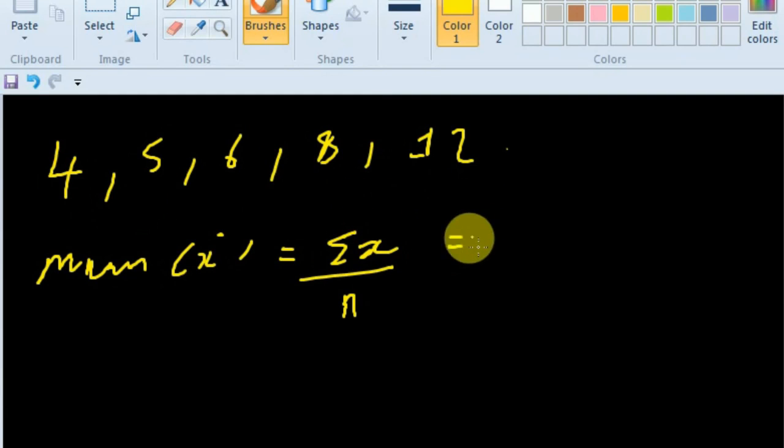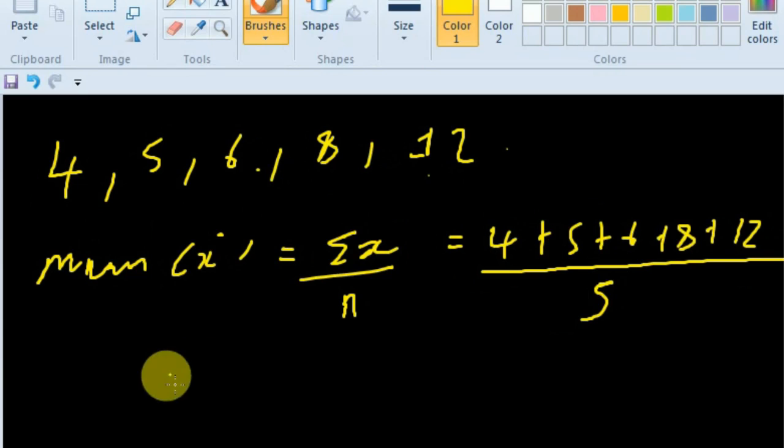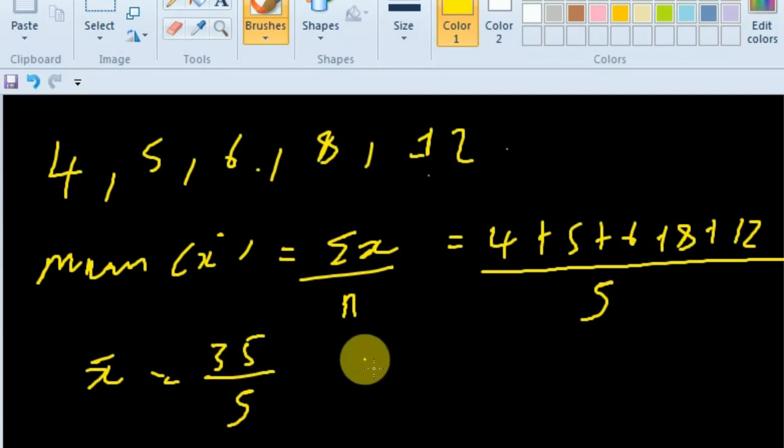So we are going to say 4 plus 5 plus 6 plus 8 plus 12 divided by the number of these scores. So these, they are how many? We start counting 1, 2, 3, 4, 5. So these are 5. And to calculate the mean there, 4 plus 5 plus 6 plus 8 plus 12, the answer is 35. So 35 divided by the number of scores there, it's 5. So the mean there is equal to 35 divided by 5, it's 7. And since we know the mean there, let us calculate the standard deviation.